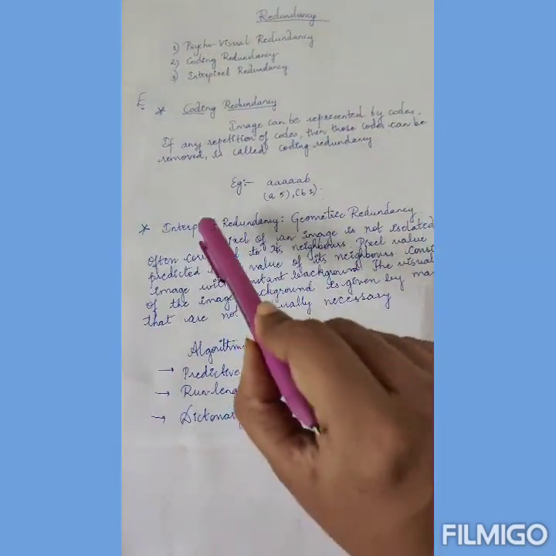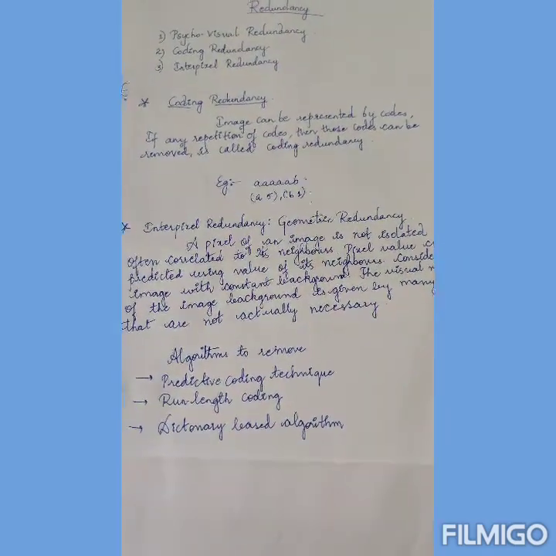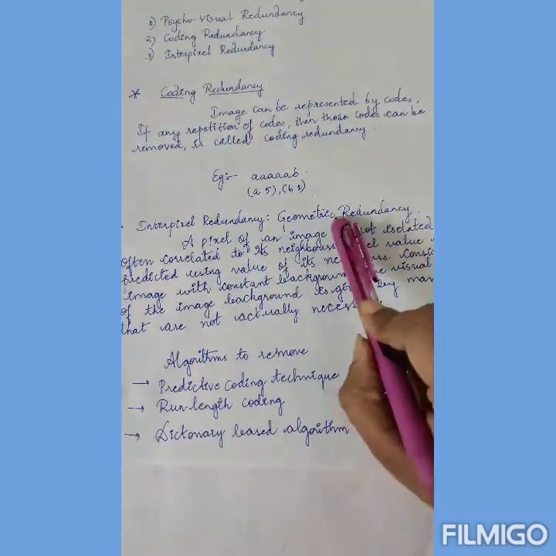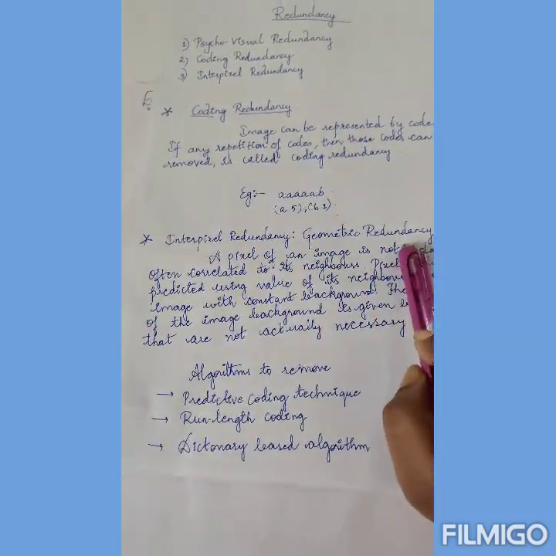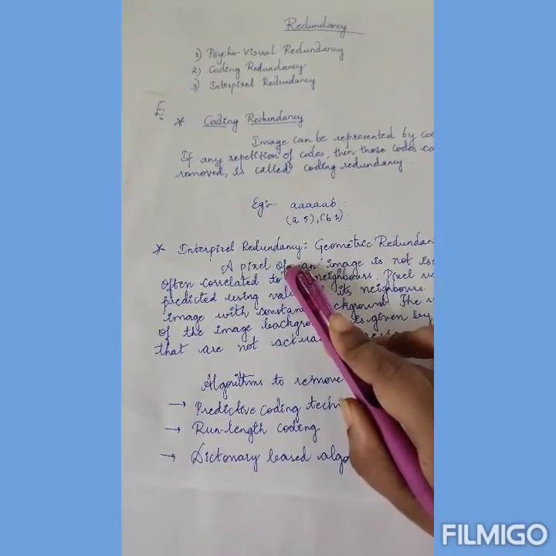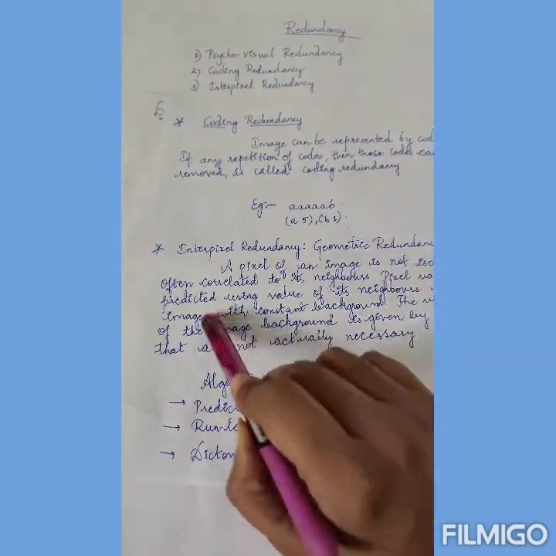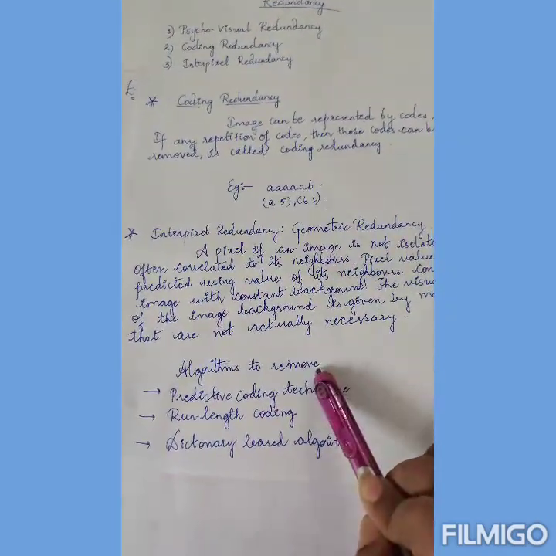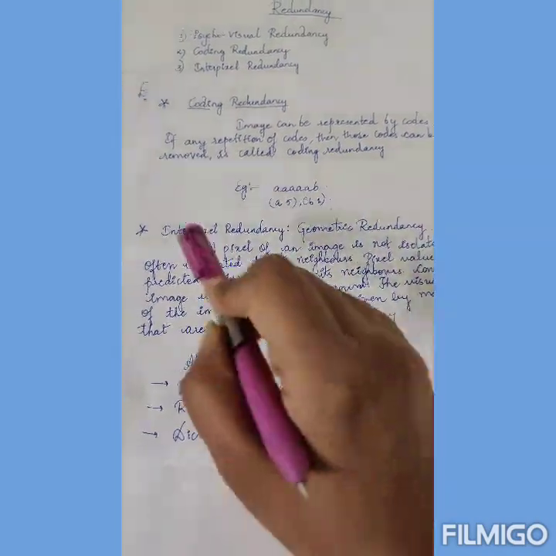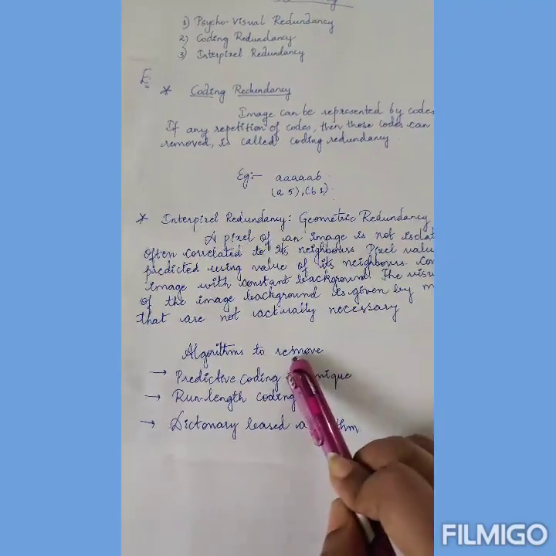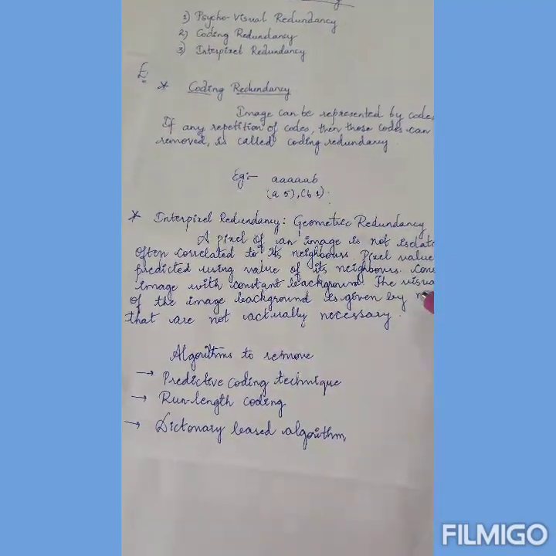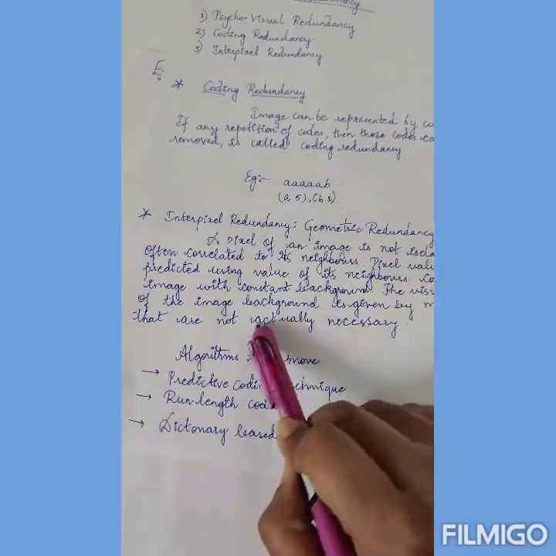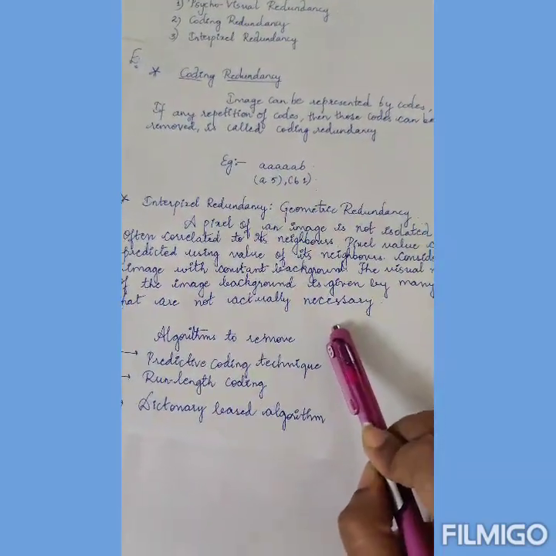Next, interpixel redundancy, which is also called geometric redundancy. What is this interpixel redundancy? See, consider an image. An image is composed of many pixels and all the pixels are related to each other. Sometimes they will be isolated, but almost all the time they will be related to each other.